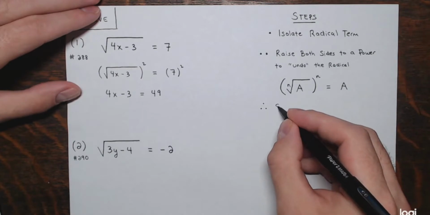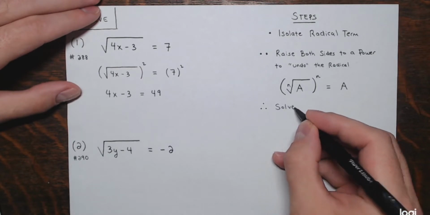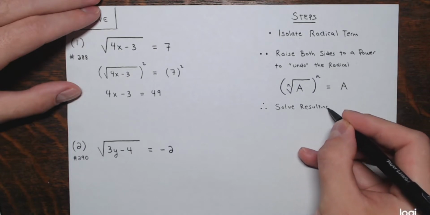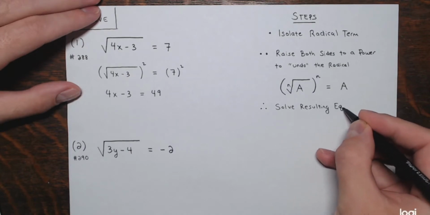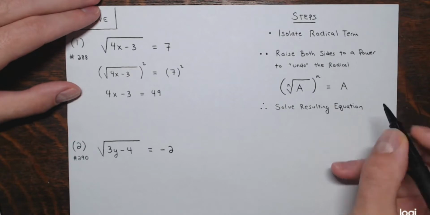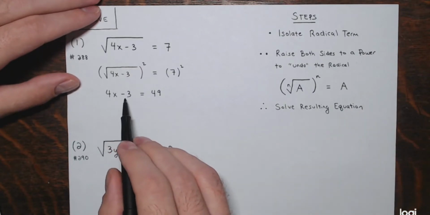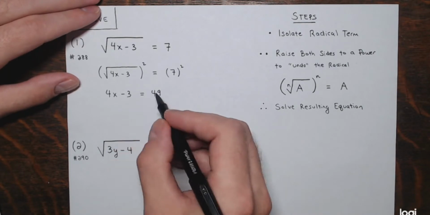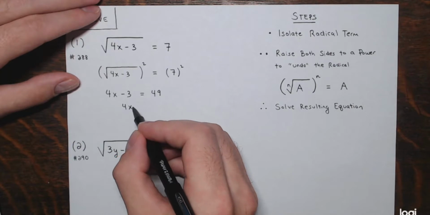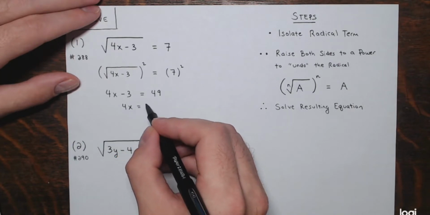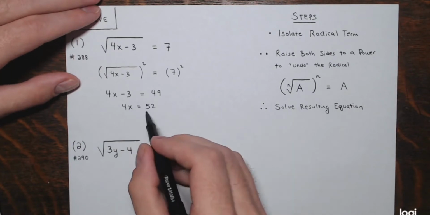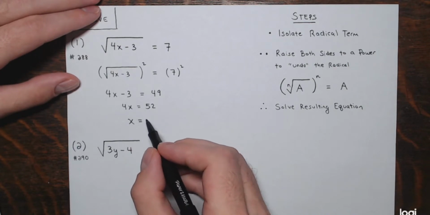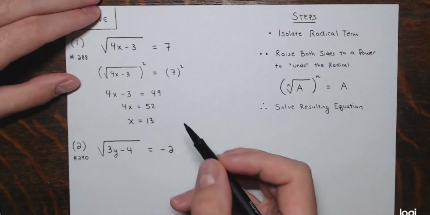Then I'm going to solve the resulting equation. So we have here 4x minus 3 is equal to 49. Adding 3 to both sides gives me 4x equals 52. Then dividing both sides by 4, I get x must be equal to 13. Right? 4 times 13 is 52.